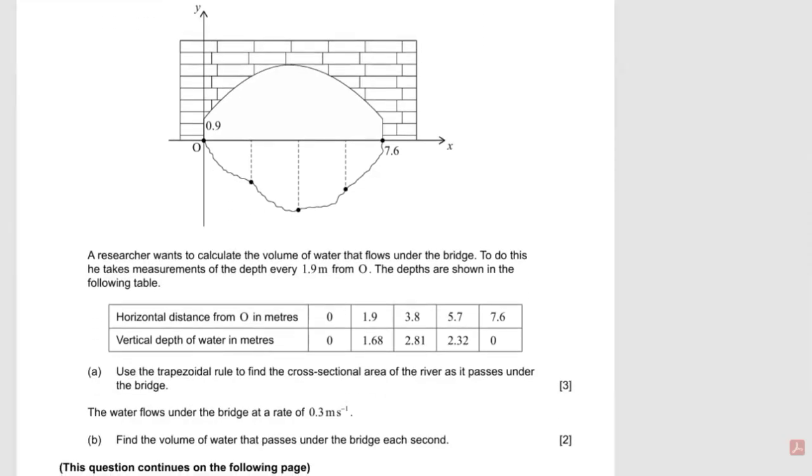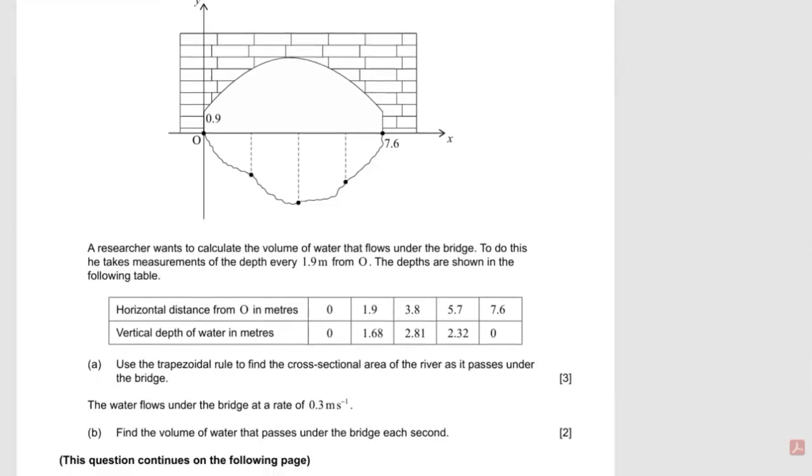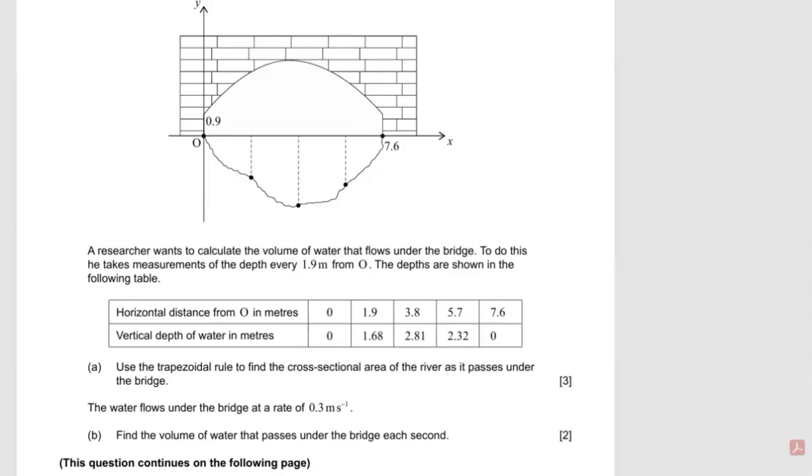A researcher wants to calculate the volume of the water that flows under the bridge. To do this, he takes measurements of the depth every 1.9 meters from O. So that is just like the step size, no? Okay. The depths are shown in the following table: horizontal distance from O in meters, vertical distance of water in meters. All the information is there.